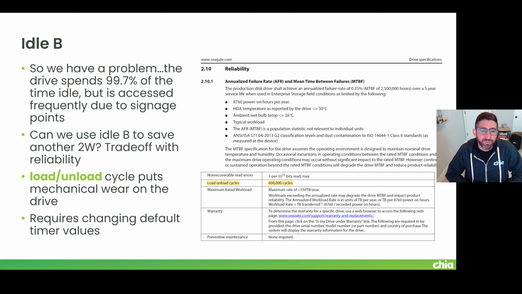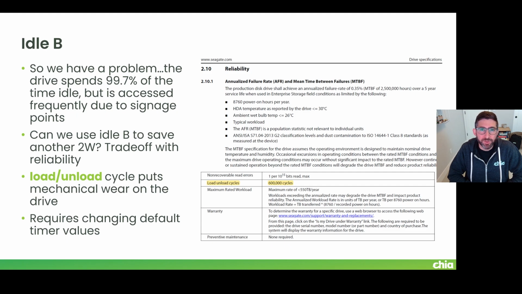Now this is interesting because you can save about 2 watts, but this load unload cycle is not a free lunch. The hard drives' reliability specs actually rate this to about 600,000 cycles, and this is pretty common on enterprise drives between Seagate and Western Digital. It's both 600,000. Every time you do a load and unload, you put a little tiny bit of mechanical wear on that head loading.